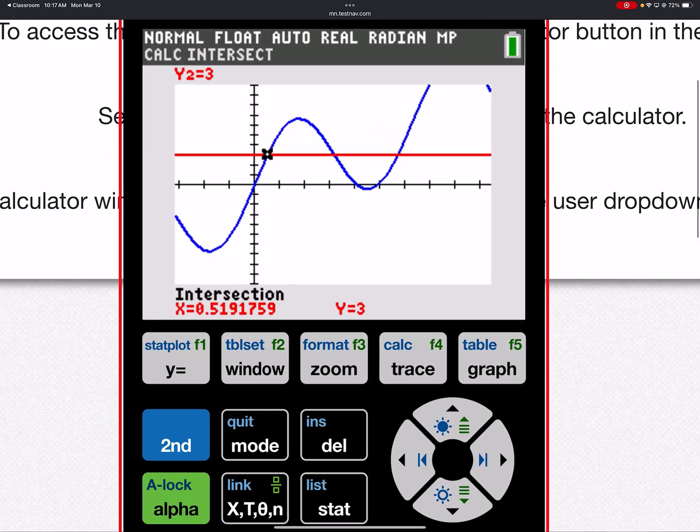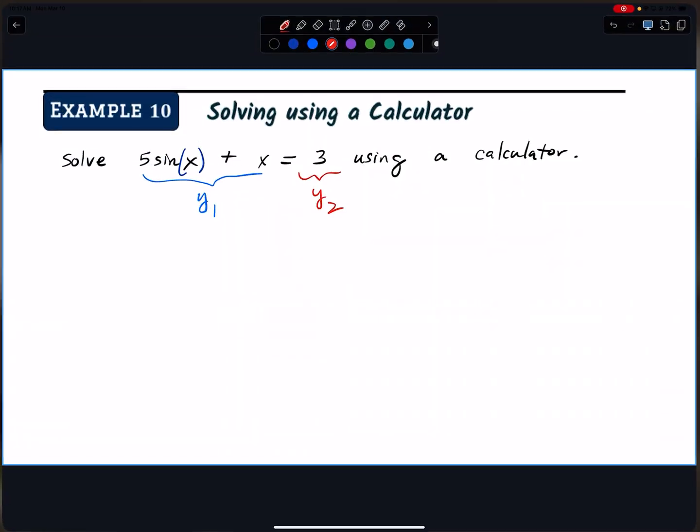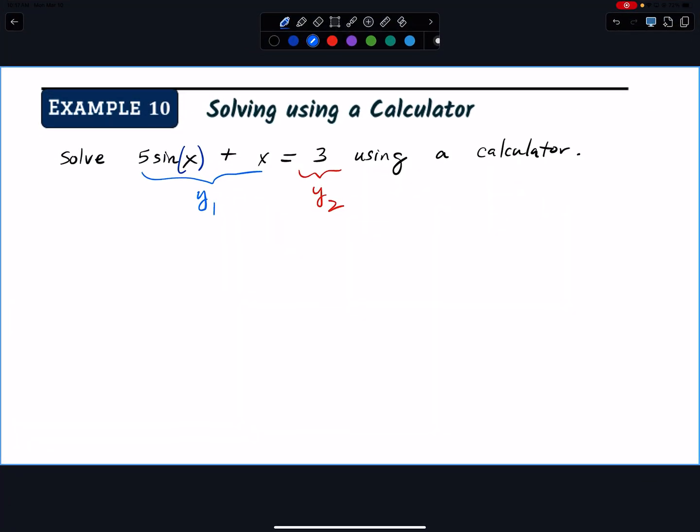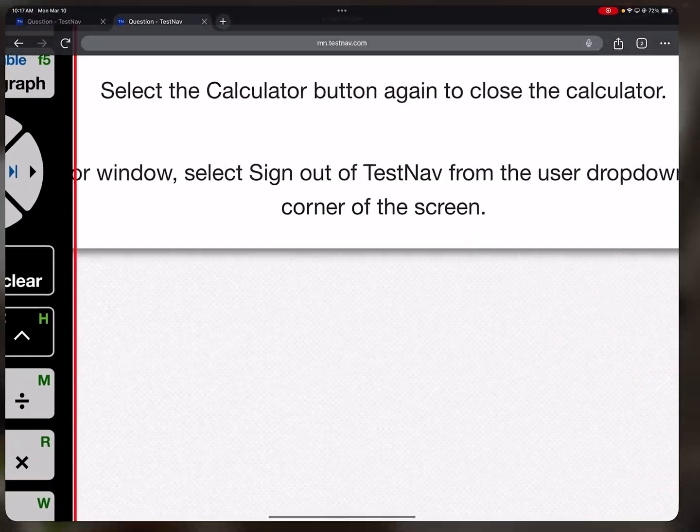And that value right there is my answer. x is equal to what? 0.519, sorry, I'm dyslexic. 519. When I post your notes, guys, I'm going to post this graph so it looks nice. So x is approximately 0.519.